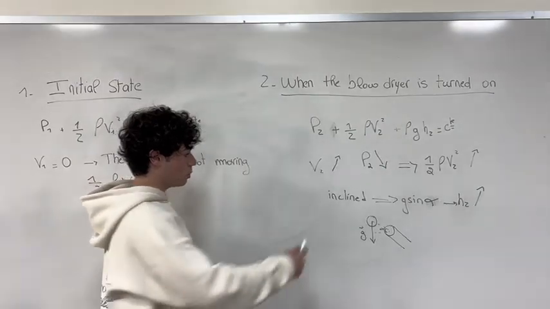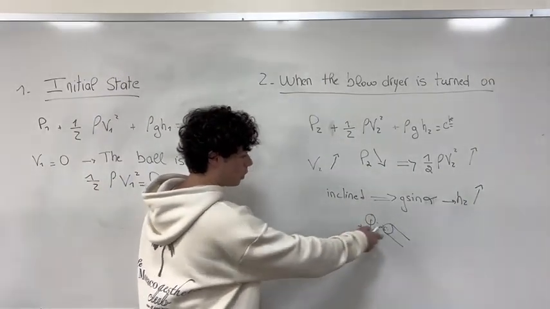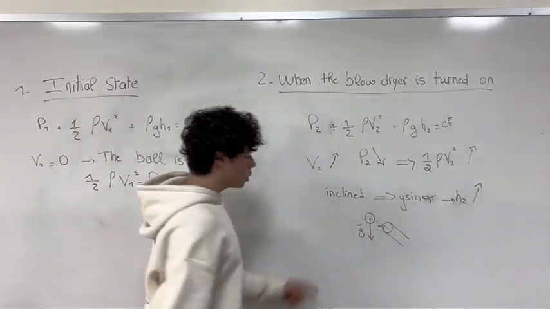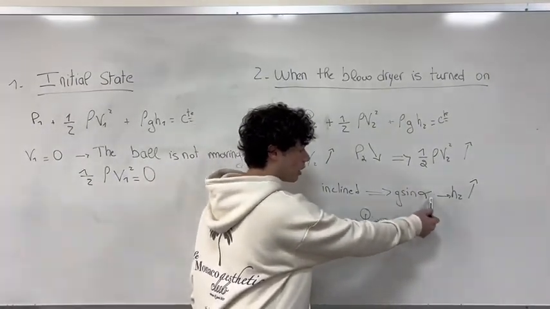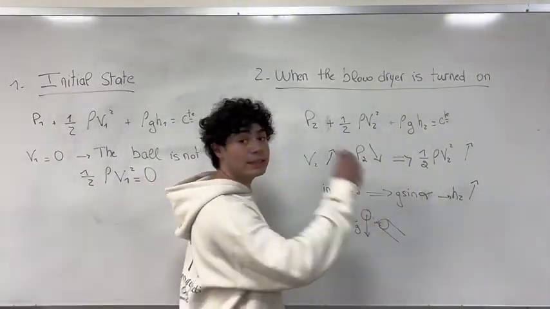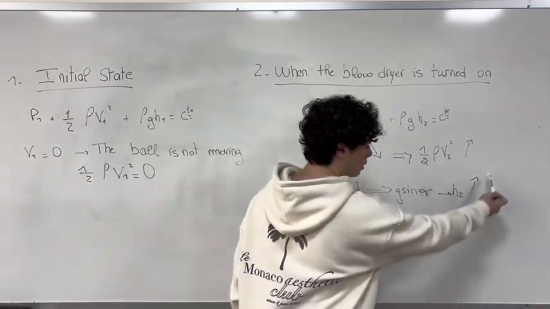In other cases, we have the inclined case where we have an angle alpha. So the gravity becomes G sine alpha. In this case, the gravity decreases. So the height increases.